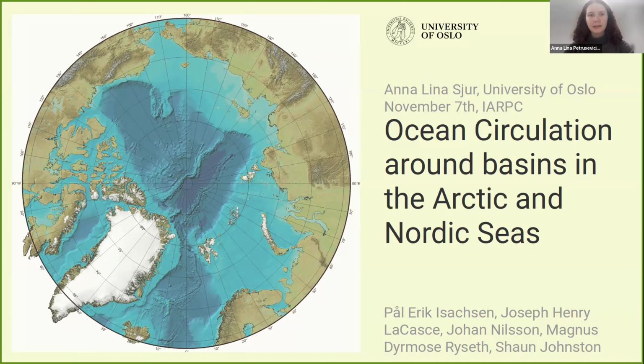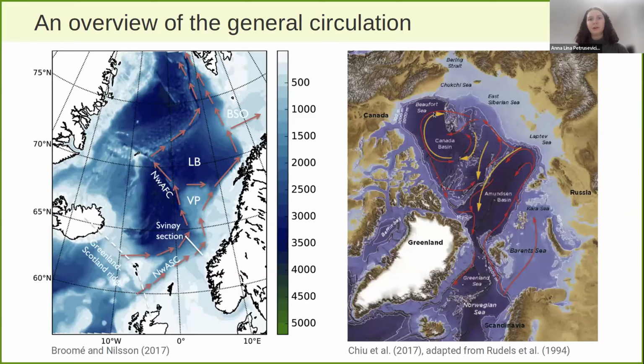So let's start with an overview of the region. To the left here, you see the Nordic seas, and the arrows indicate the main pathway of the currents transporting warm Atlantic water into the Arctic Ocean. To the right here, you see the Arctic Ocean, and the yellow arrows indicate the surface flow, while the red arrows indicate the subsurface flow.